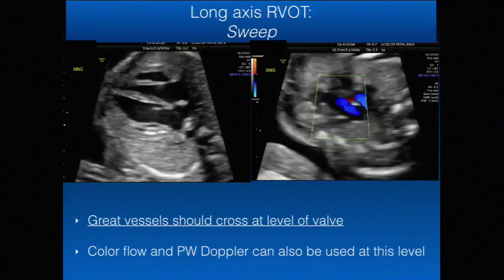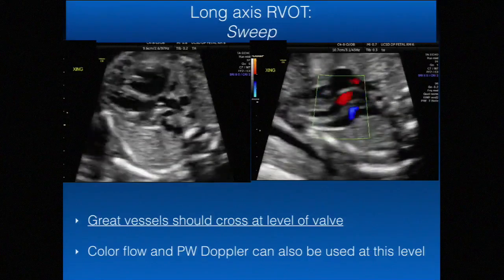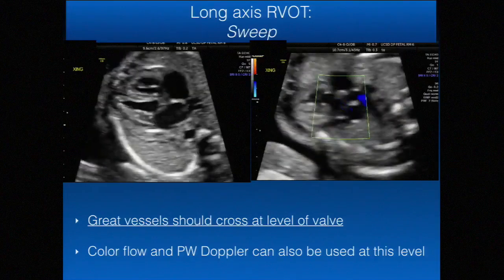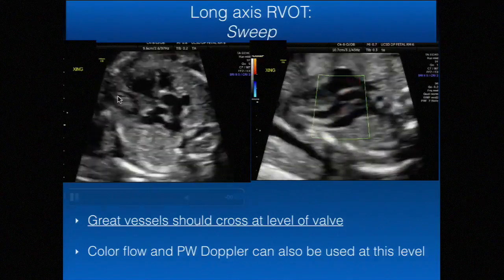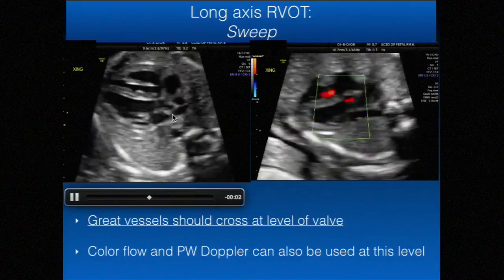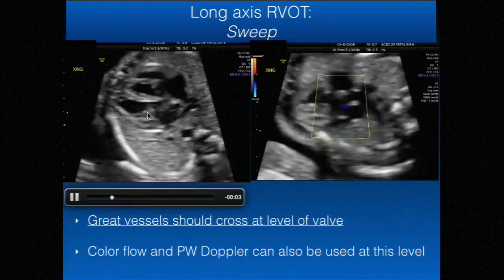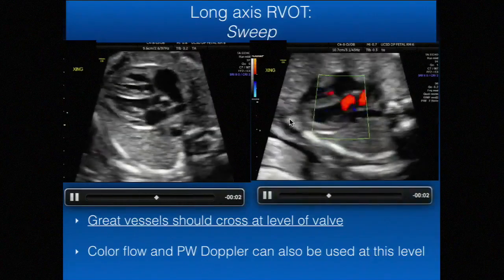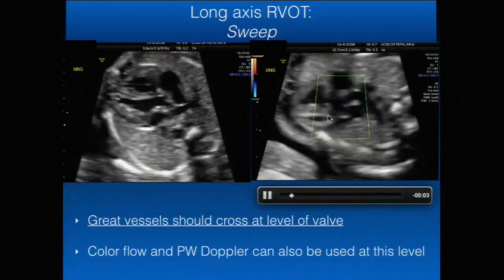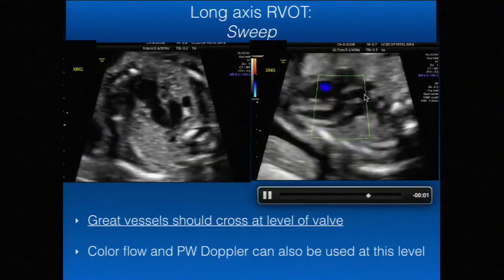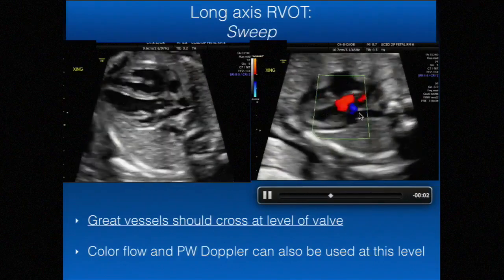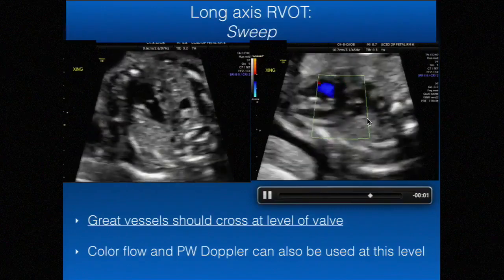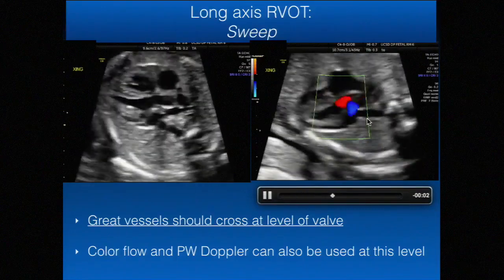And then in the long axis view, this is a really nice view to also confirm that the great vessels are crossing. And I really like this also to look at one more look at the valves if you didn't get a good look at them before. You can see them, they're crossing right at the level of the valves. And then with color, also seeing that the flow direction is different because your aorta is coming up and your pulmonary artery is crossing down. So there's no question with someone looking at this later that these vessels are definitely crossing normally.